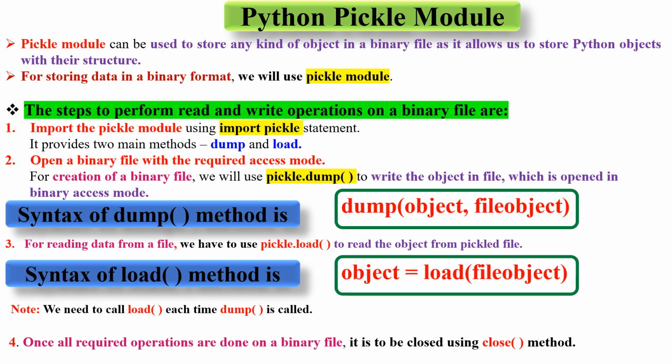We already learned in the previous video about the Python pickle module. The pickle module can be used to store any kind of object in a binary file as it allows us to store Python objects with their structure. For storing data in a binary format, we will use the pickle module. We also learned the steps to perform read and write operations on a binary file.